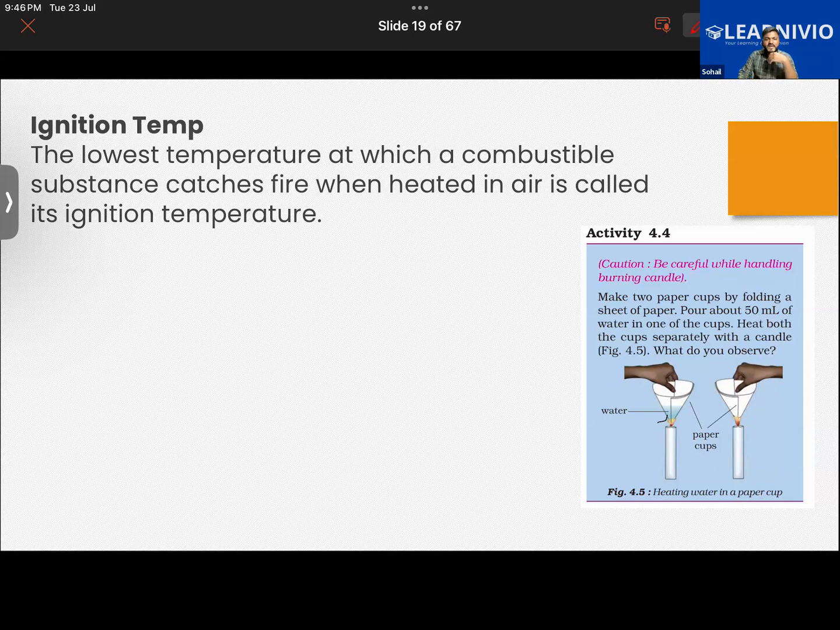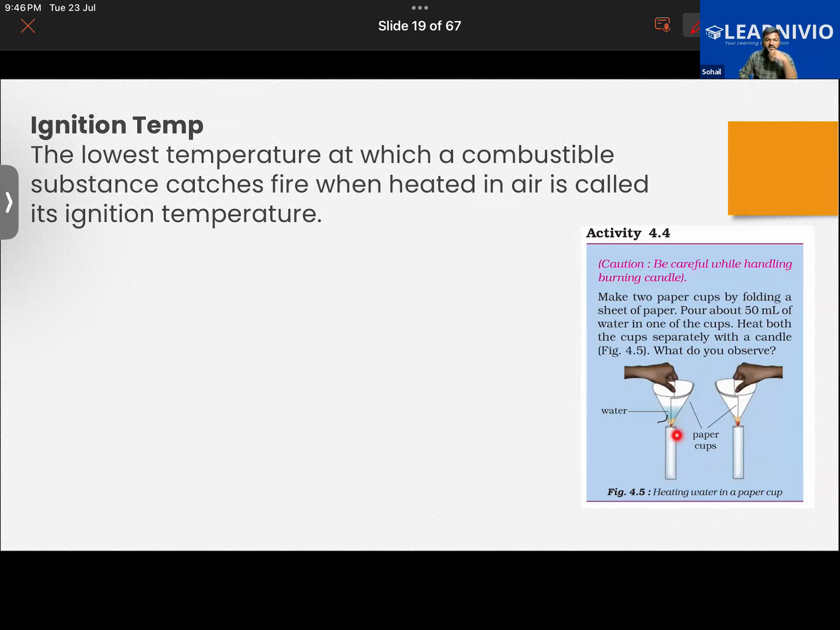Here in this activity, we had taken two filter papers. We had made cones of those papers, and in one of them water has been put, another one is empty. The first one would not catch fire unless all the water evaporates. So in the beginning, why will it not catch fire while the other one catches fire? The reason being, water absorbs the heat.